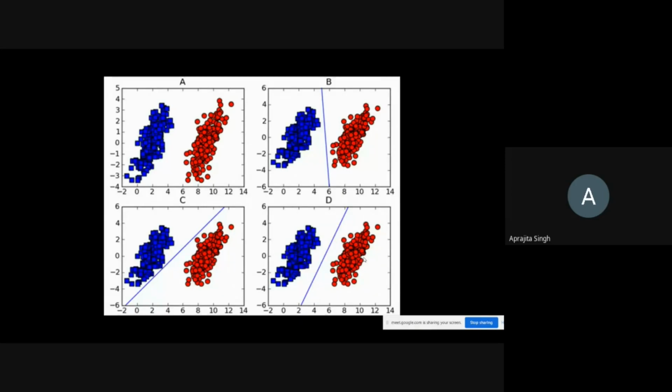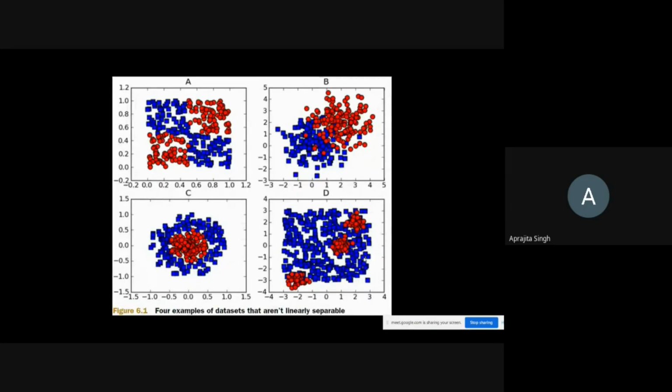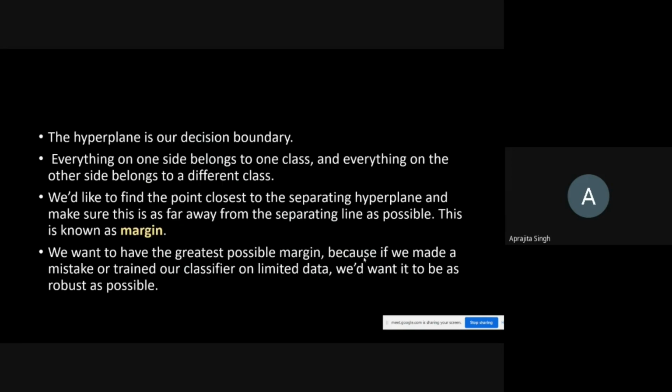If you draw a line, you are able to separate this data. But if you have this kind of data, then you are not able to. These are examples of data that aren't linearly separable. So the hyperplane is our decision boundary. We have only talked about a line so far. A hyperplane is something more than just a line, which includes margins also. A hyperplane is our decision boundary. Everything on one side belongs to one class and everything on the other side belongs to the different class.